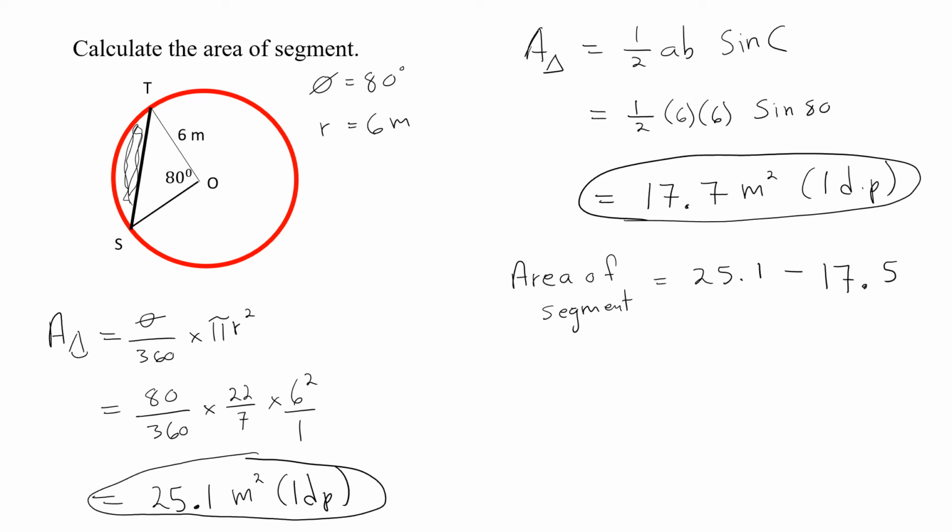So the triangle is 17.7. And let me just plug that in quickly in my calculator out of laziness. And I'm getting an answer here of 7.6 meters squared. And yes, that's true. If I add 7.6 to 17.5, yes, I would get that. So this here will be the area of our segment. I trust that you got the same thing.